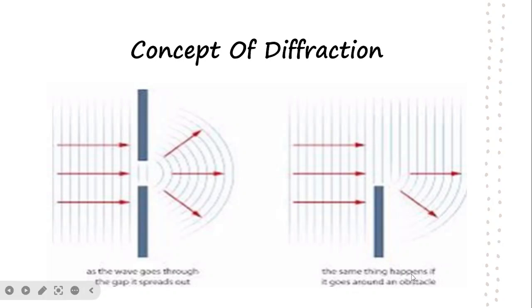The same thing happens if it goes around an obstacle. So here it has encountered maybe this obstacle that is blocking it. Now it has passed through this gap, while in here there's this obstacle that has caused this wave to change its positioning or just its normal flow. So that's the concept of diffraction.